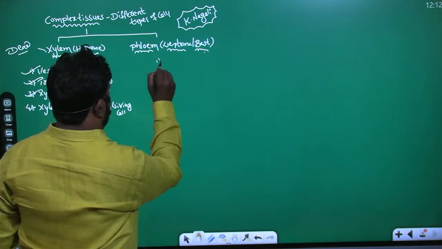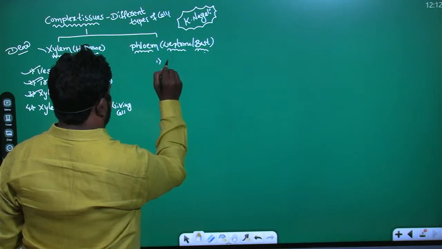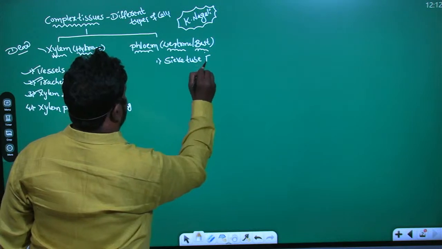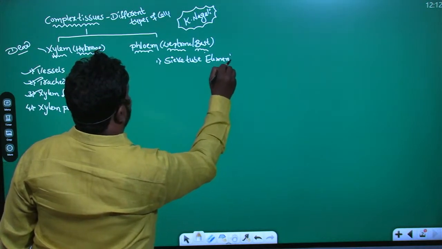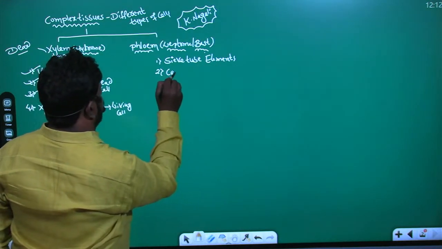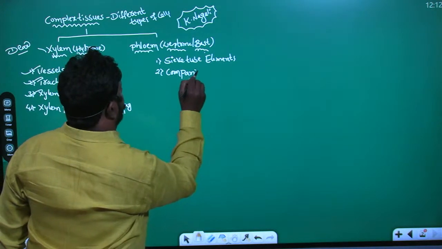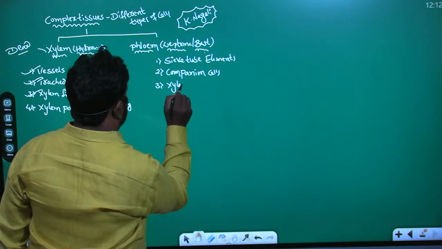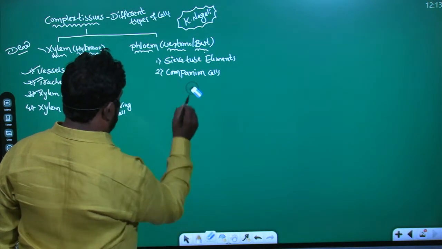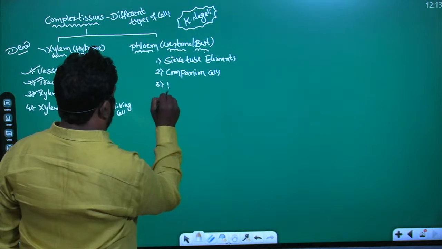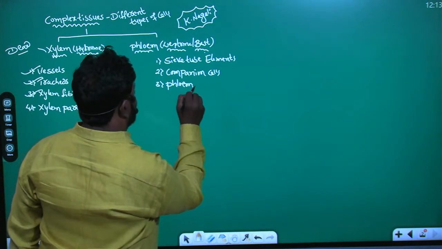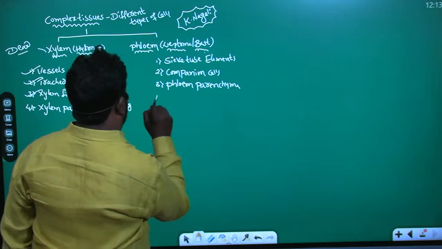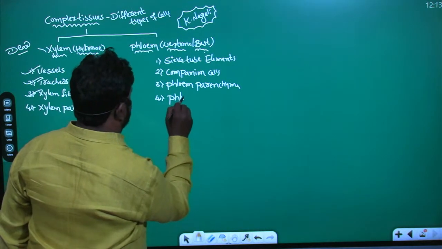Like that, in phloem, which ones are present? First one is the sieve tube elements, and second one is the companion cells, and third one is the phloem parenchyma. And fourth one is the phloem fibers.